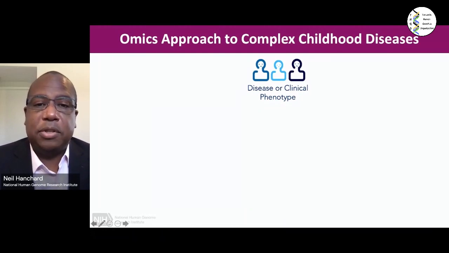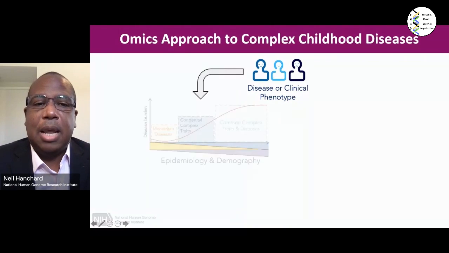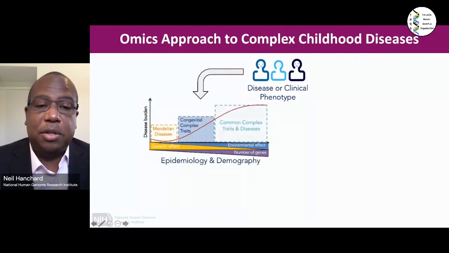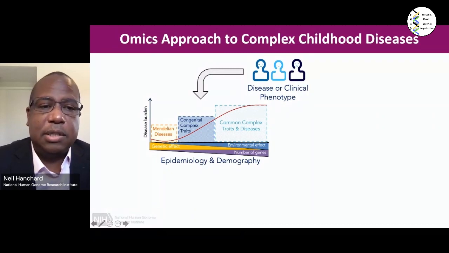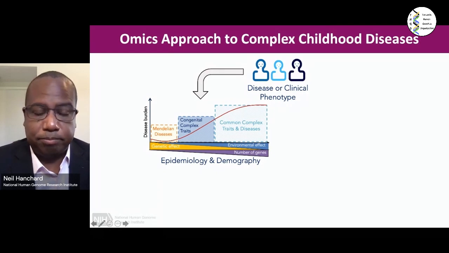So as a physician scientist, I usually start these things by thinking about a particular disease or a clinical phenotype, and then thinking about the epidemiology and the demography of that to be able to inform an appropriate genetic model. So you might end up with very rare diseases that fit the Mendelian mode, for which there are very few genes and very high effects, or you could be at the other end of the spectrum.